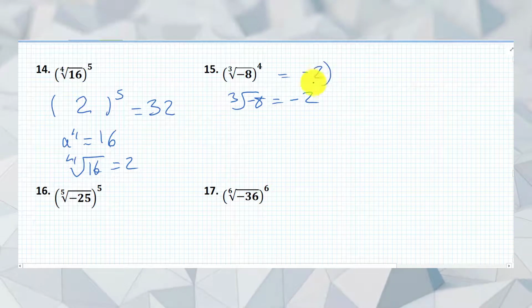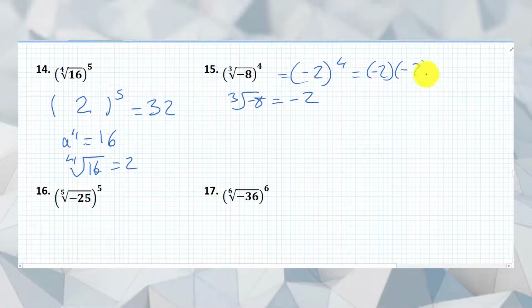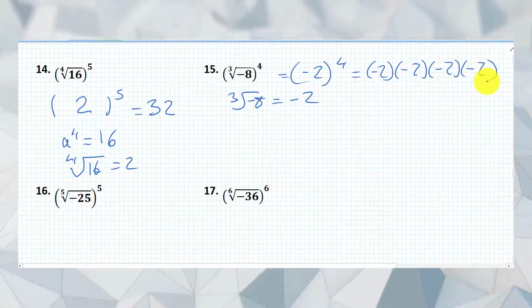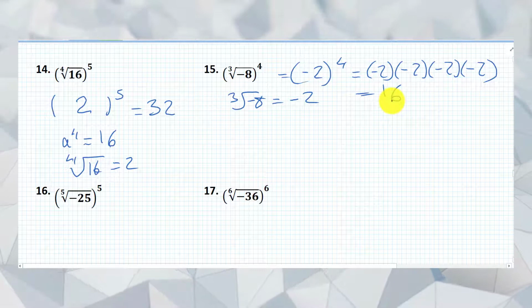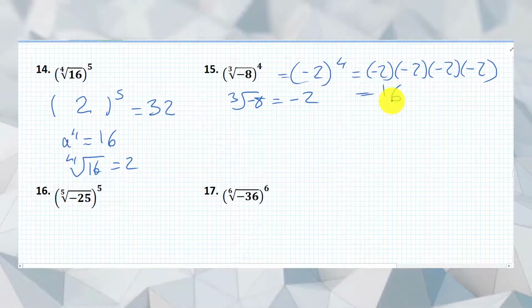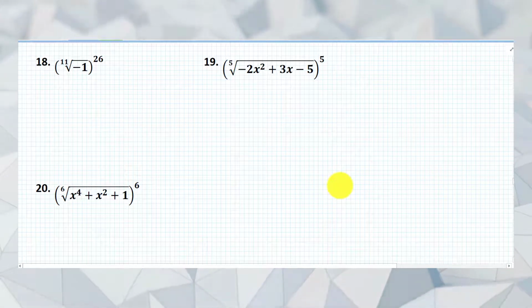So this is negative 2 to the power of 4. So negative 2 times negative 2 times negative 2 times negative 2 is 16. All right. I'm going to let you do number 16 and 17 on your own. Let's move on. 18. Ooh, this is kind of weird.